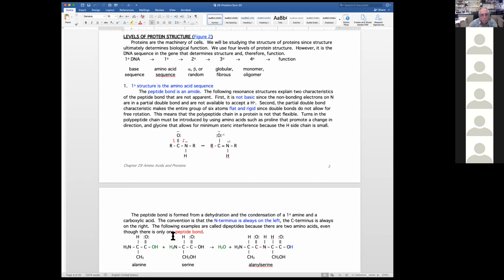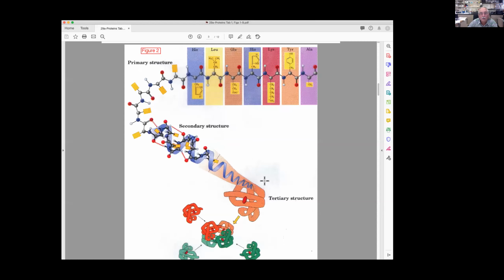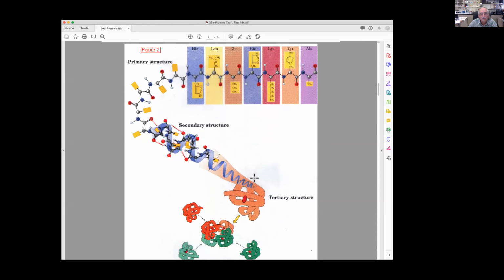So let me find figure 2. Figure 2, I like this because it shows you all the different ways that protein structure fits together. So the primary structure of a protein is what? It's how the bonds are fit together.